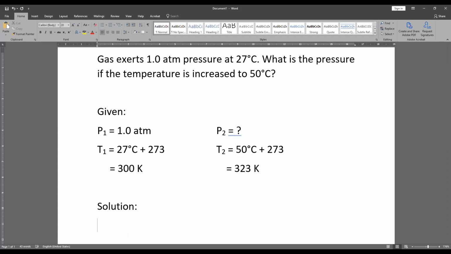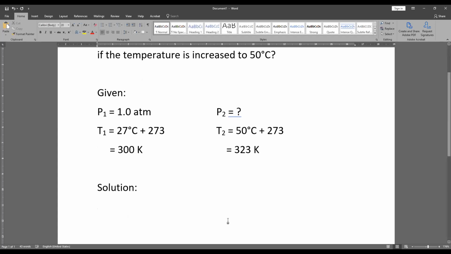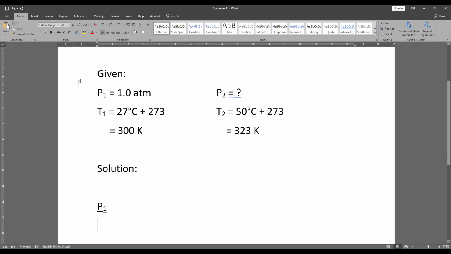According to Gay-Lussac's law, pressure is directly proportional to temperature. So if it is directly proportional, we need to make a proportion out of it. So pressure P1 is directly proportional to T1. We're talking about different pressure and temperature, right? But if it is the same, there's nothing to calculate. But we're talking about differences in temperature and differences in pressure. It's equal to P2 over T2.